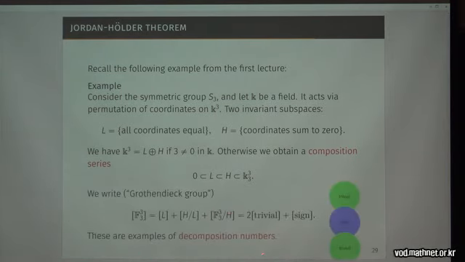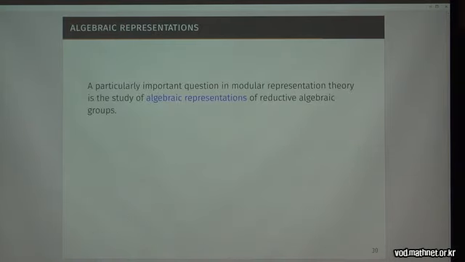And this is what we'll be studying, decomposition numbers. So I take some object that's defined over the integers, I reduce it modulo p, and I ask which simple objects occur with which multiplicities.